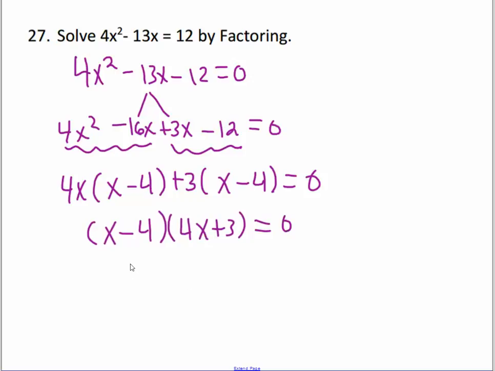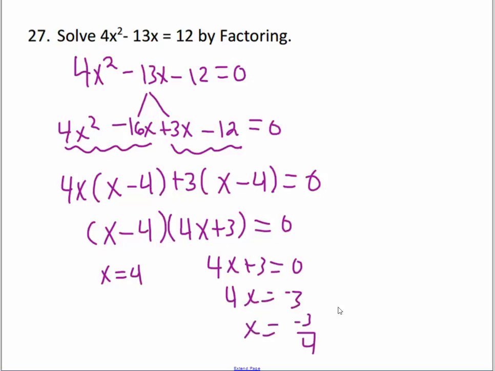We set each one of these equal to 0, so you know that's going to be x equal to 4. And this is going to be 4x plus 3 is equal to 0. So 4x is equal to negative 3, and x is equal to negative 3/4.